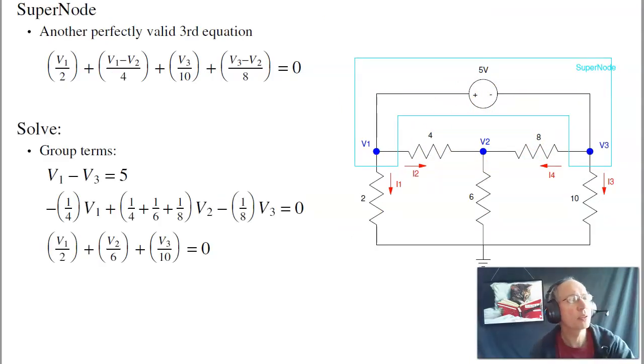Also note that there are multiple solutions. A perfectly valid supernode would be this one. I'm going to enclose nodes V1 and V3. In this case, I now have 4 terms: V1 over 2 plus V1 minus V2 over 4 plus V3 minus V2 over 8 plus V3 over 10. I'll have to add a 0. Those are perfectly valid equations. Once you get your supernode equation, I have 3 equations, 3 unknowns.